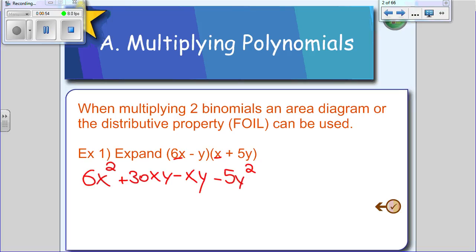We then collect our like terms, right? We have like terms right here in the middle. We have xy and xy. So those can combine to become 6x squared plus 29xy. And then minus 5y squared.